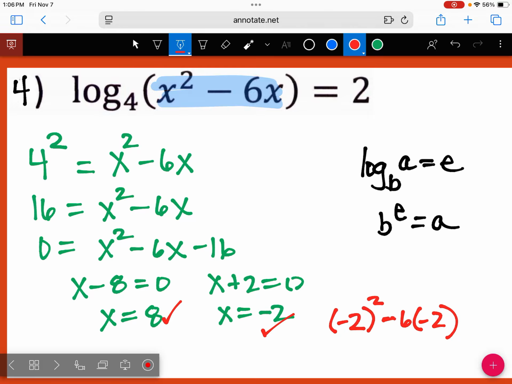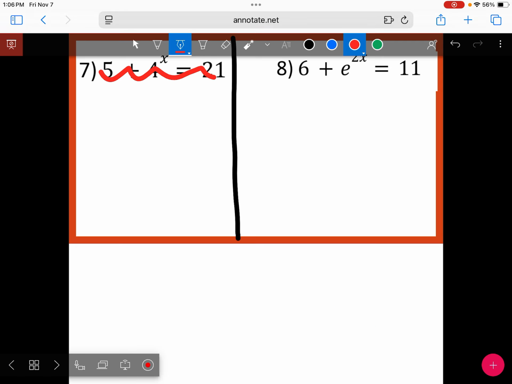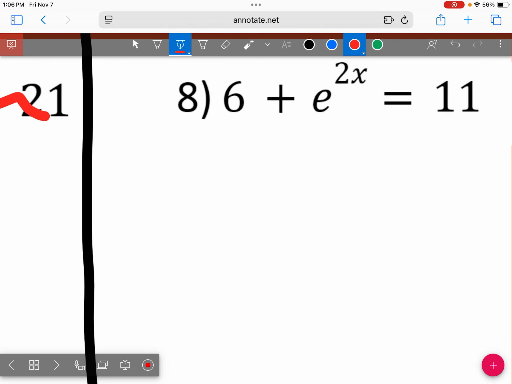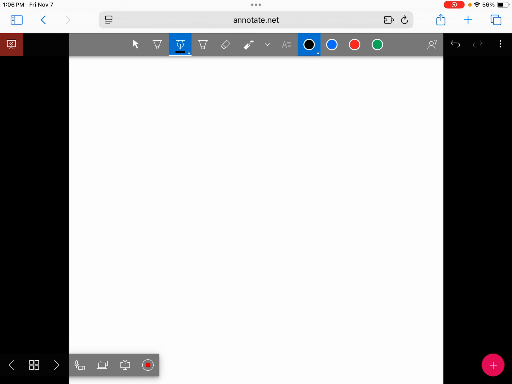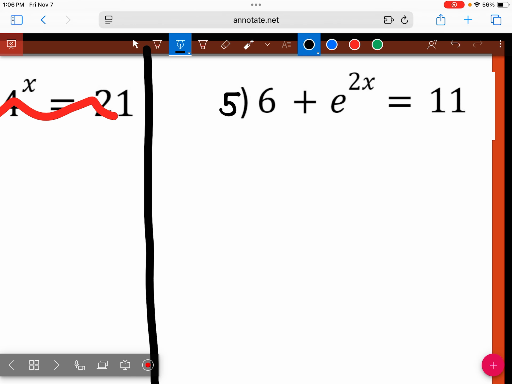All right. Let's keep on moving. Now we're at number 5. Go ahead and copy this one down. Right? This is number 5, right? Was the last one 4? Yeah, okay. All right, so number 5.